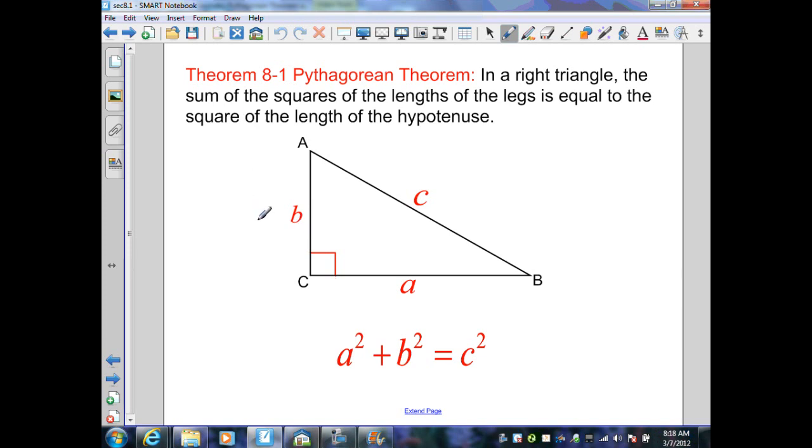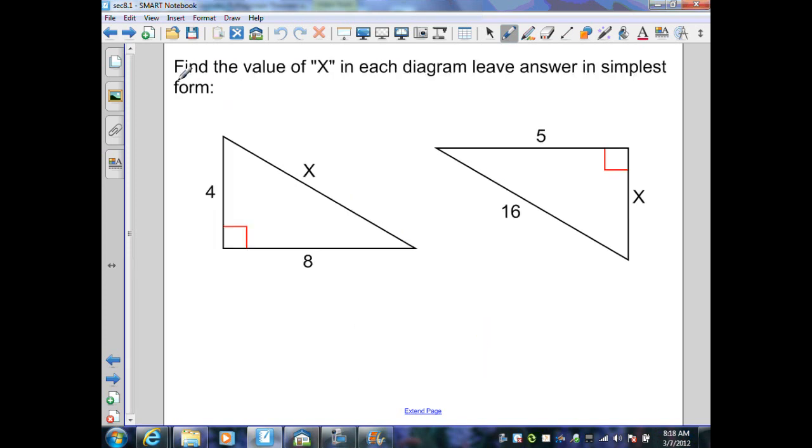And by formula, the Pythagorean theorem is a squared plus b squared equals c squared. In other words, the sum of the squares of the legs is equal to the square of the hypotenuse. Here we want to find the value of x in each diagram. Leave the answer in simplest form.